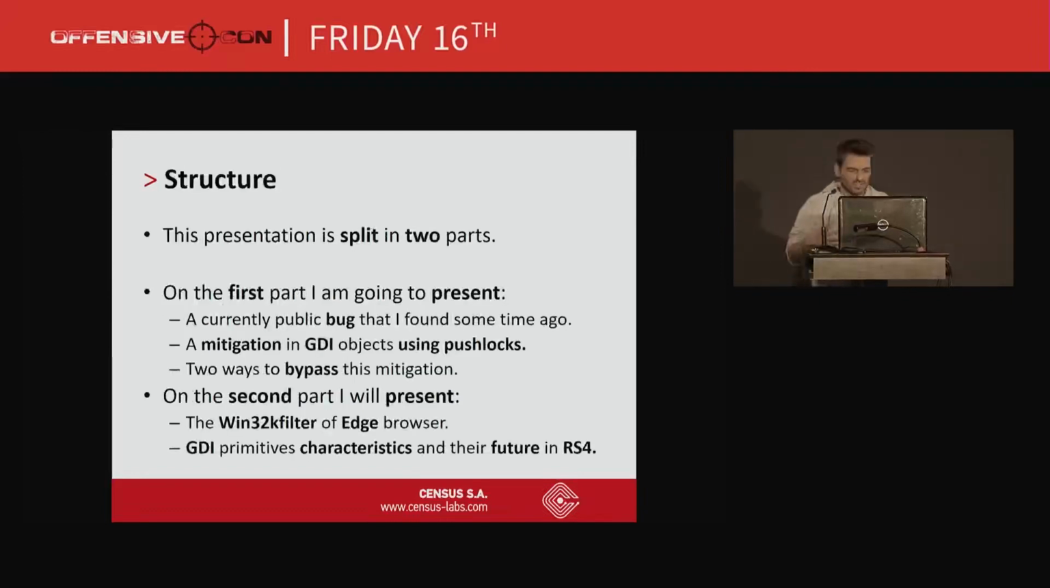So this presentation is actually split in two parts. On the first part, I'm going to discuss a bug that I found some time ago, a mitigation added to the GDI objects using push locks, and two ways to bypass this mitigation. And on the second part, I'll present the Win32k filter for the Edge browser, GDI primitive characteristics, and their future in RS4.